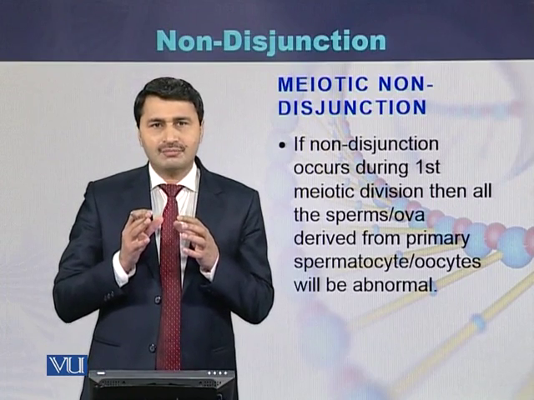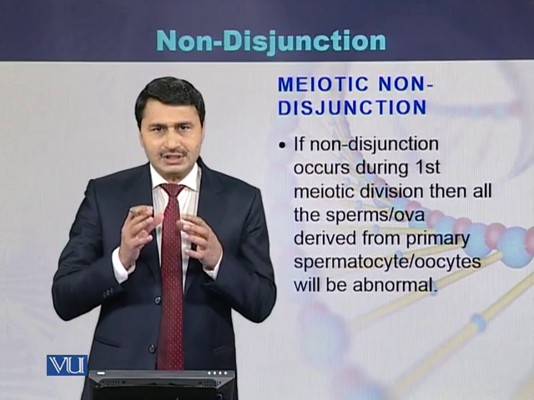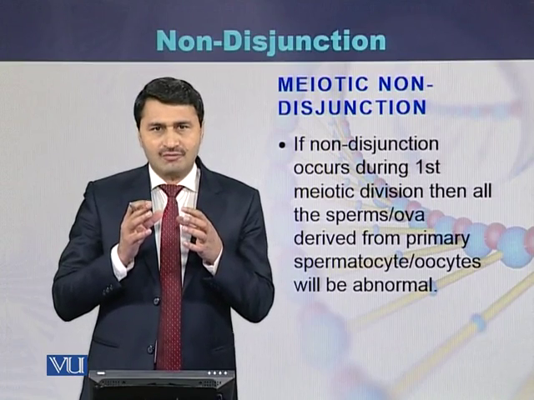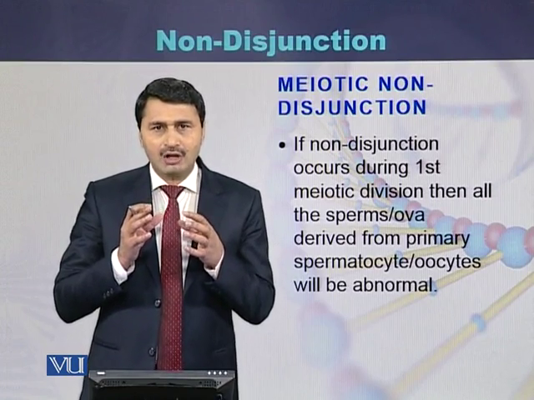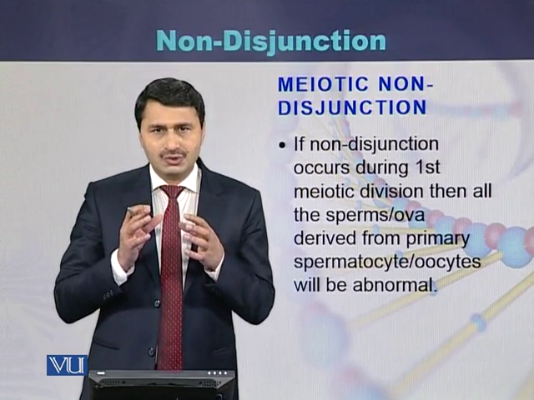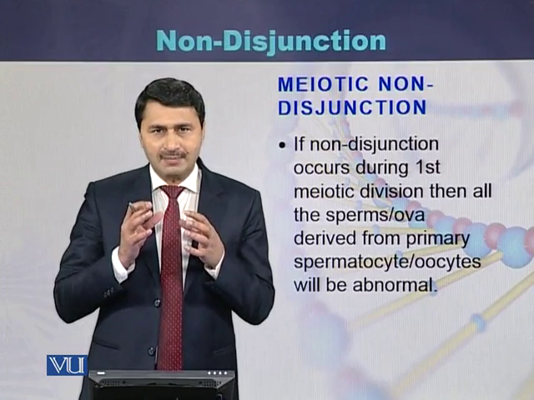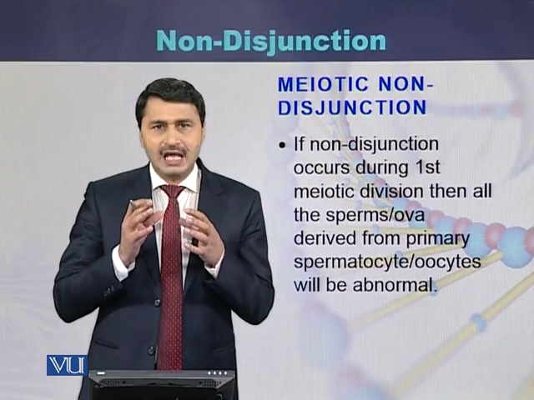In the case of meiotic non-disjunction, if the non-disjunction is during the prophase of meiosis 1, then all the sperms or all the ova which will be produced from the primary spermatocyte or from the primary oocyte will be abnormal.